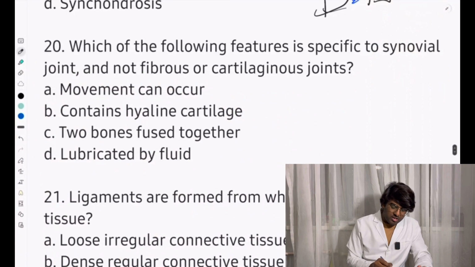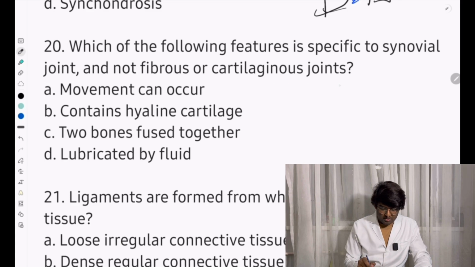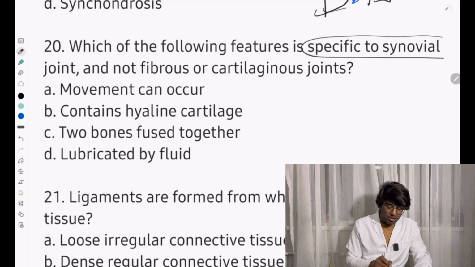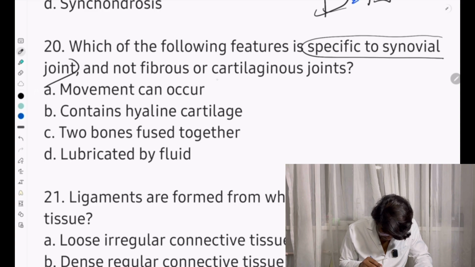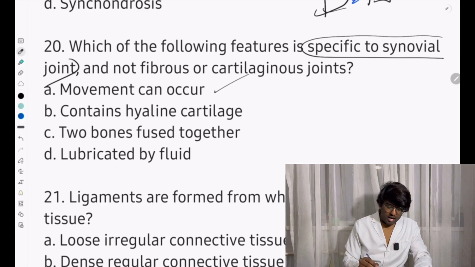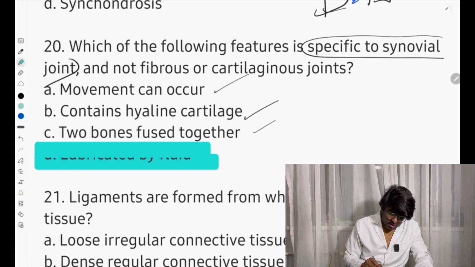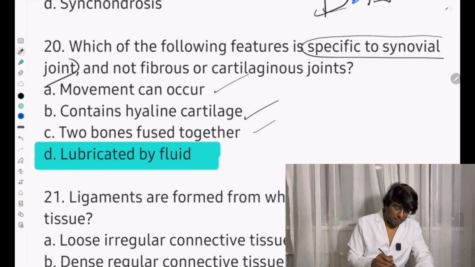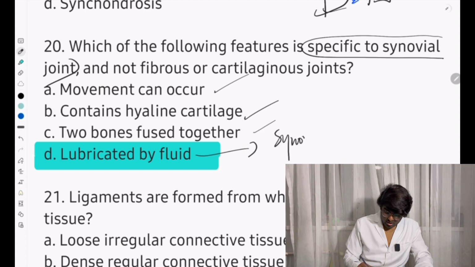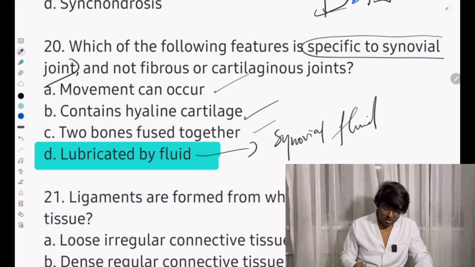Moving on to the next question: which of the following features is specific to synovial joint and not fibrous or cartilaginous joint? They are specifically asking about the synovial joint. Movement can occur, yes. Contains hyaline cartilage, yes. Two bones fused together, yes. Lubricated by fluid, yes. They have synovial fluid in between the articulating surfaces.